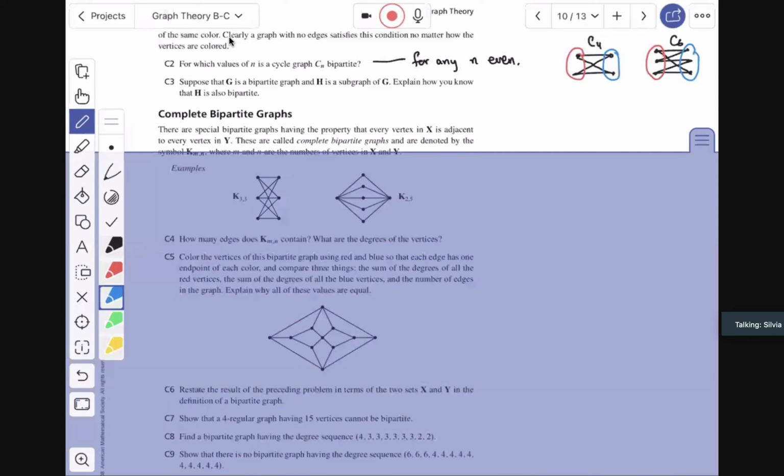And then suppose that G is a bipartite graph and H is a subgraph of G. Explain how you know that H is also bipartite. Well, like the colorings, the vertices inherit the coloring. So if I erase a few of them, I still have red and blue vertices left, and my edges only join blue and red vertices. So for this, you can use the coloring.